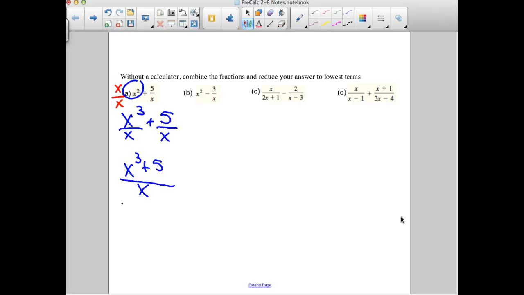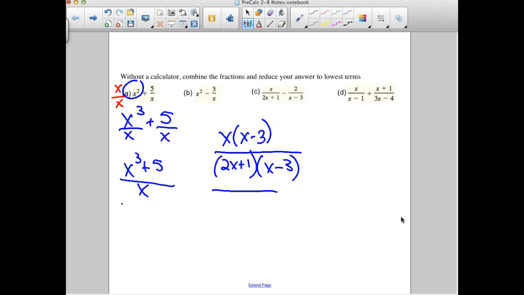Okay? For part C, what would our common denominator be? Both two bottom pieces. Okay, so we need to have 2x plus 1 and an x minus 3 in the bottom. What's missing from the first fraction? So we have to take the first x and multiply it by an x minus 3 so that it has this denominator. Yes? And then what do we have to do to the second one? Okay, so we're subtracting 2 and we have to multiply it by 2x plus 1. Yes? And now we can simplify everything on top and get it all cleaned up.